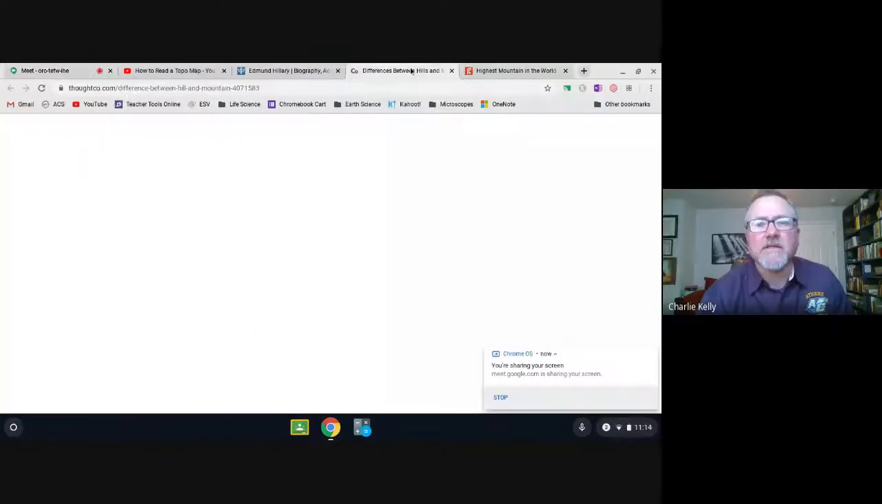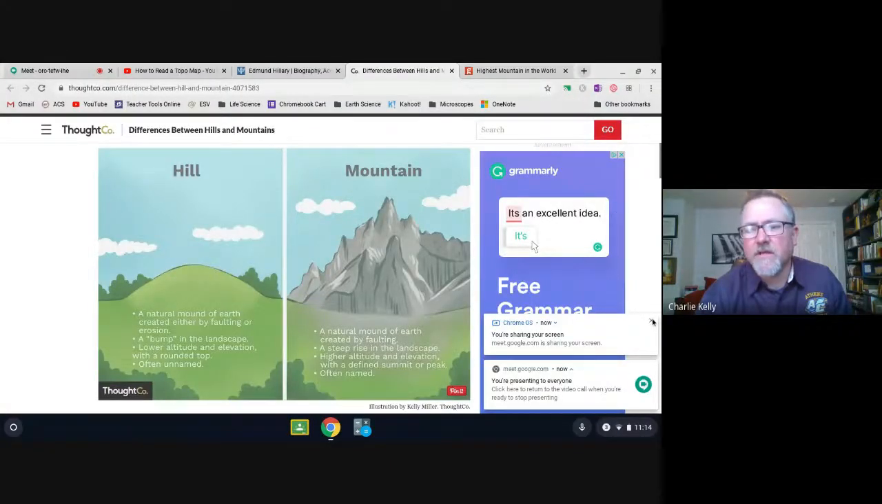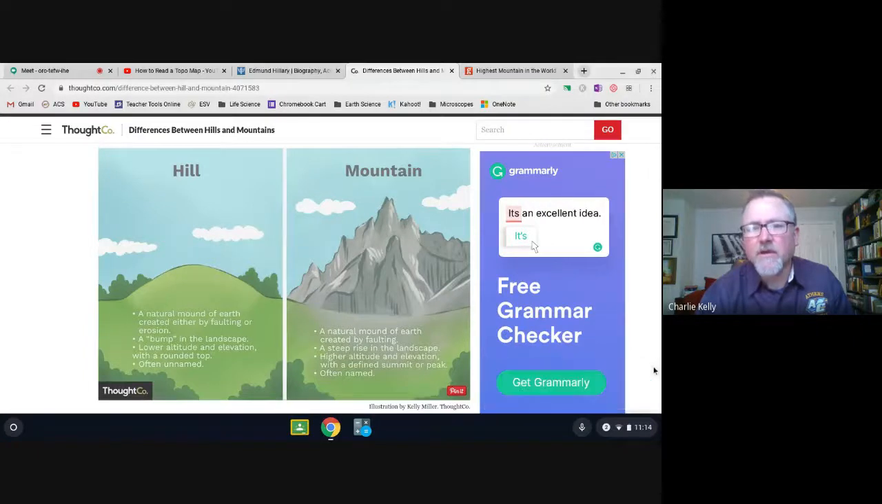So let's look at the differences between hills and mountains. One way to think about it is like this. On the left side of your screen, you see a hill. We can say that is a natural mound of earth created by either faulting or erosion. You could think of it as a bump in the landscape, a lower altitude and elevation with a rounded top. It's often unnamed. We don't name every hill.